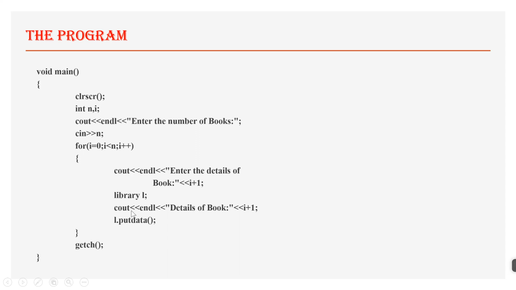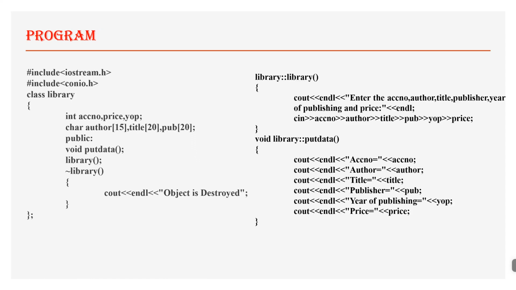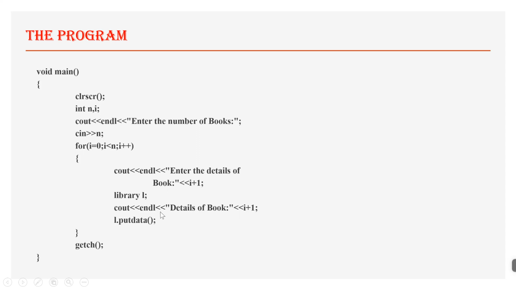Then it will go to the second. Now i becomes 1. Enter the details of book 1 plus 1, that is 2. Library L. The previous content of L is already destroyed by the destructor. So it will initialize a second time, wherein you will read the details of the second book. Then you will display the second book's contents through L dot put data.